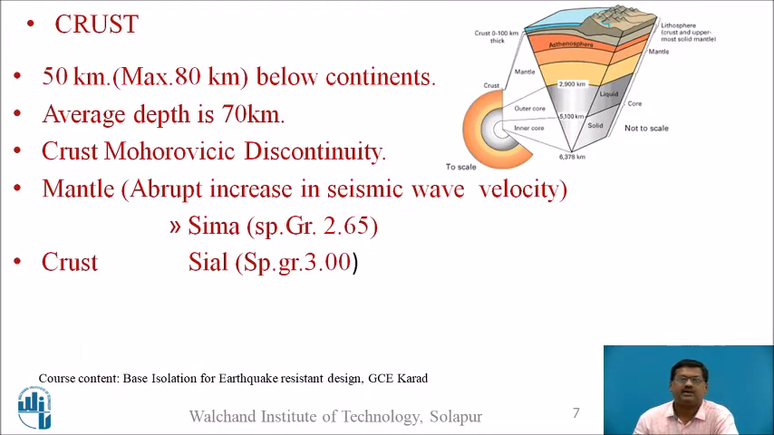So I will start with the crust. Generally it is 50 kilometer, maximum 80 to 100 kilometer below the continents, and the average depth of the crust is 70 kilometer. These are the scientific terms. It is discontinuous. This is the specific gravity of the crust material. This is the top portion here. If you observe, this is called crust, oceanic crust and continental crust. And next it starts with the mantle. Let us consider the top 100 kilometer is crust, and from crust to 2900 kilometers, the biggest or largest layer is the mantle.